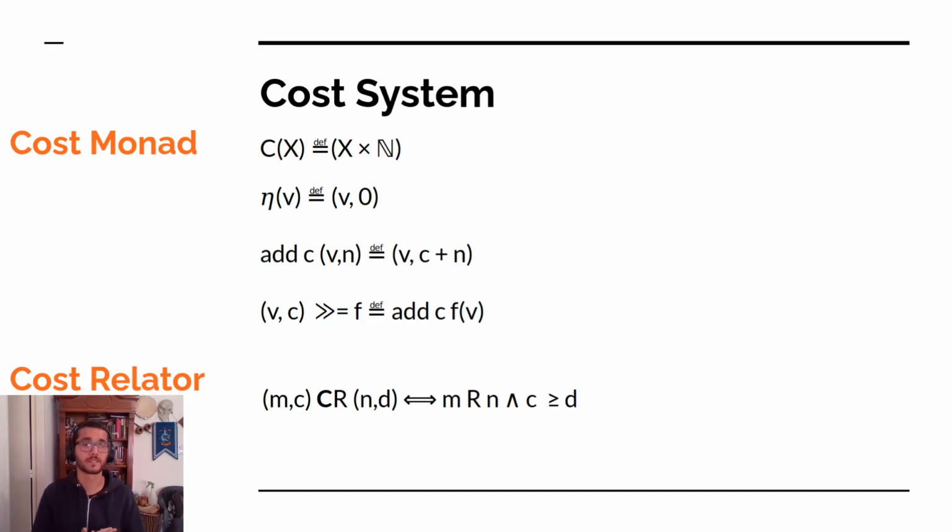So from the previous two examples, we can extract what we call the cost system. Define C of X as the product of X with the natural numbers. Pure or return is just the function that pairs a value with 0. And we can define the function add that adds a natural number to the second component of the pair. And finally, the bind operator simply accumulates the cost given by its first argument. We can also define the cost relator, defined as the product of the relation R with the inverse order of the natural numbers.